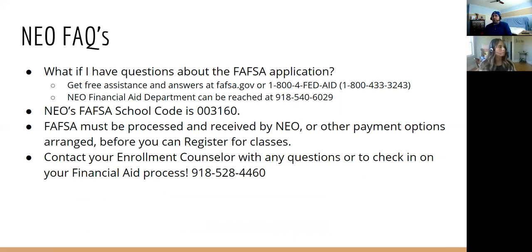Our school code should be on the email that you received about starting your FAFSA from your enrollment counselor, but I've also put it in here. And then it must be processed and received by Northeastern Oklahoma, or you've set up other payment options if you have tuition reimbursement or if you're paying out of pocket, before you will be able to officially register for classes and start classes on June 7th. Again, contact your enrollment counselor with any questions or to check in on the financial aid process. We have some limited views on it. We can't see everything, but we'll at least let you know if it's processing. And then we can help you navigate into the self-service section to see if there's any outstanding documents for yourself.